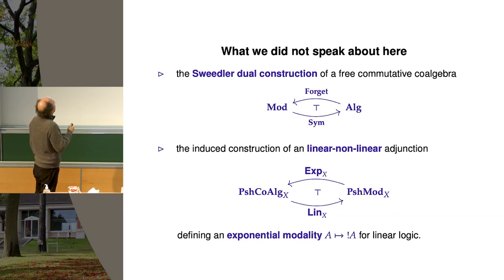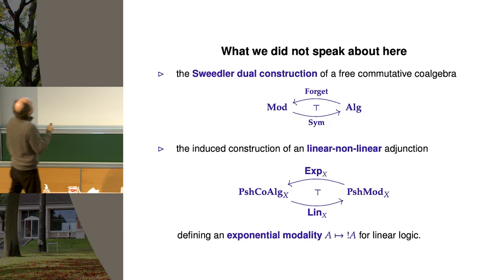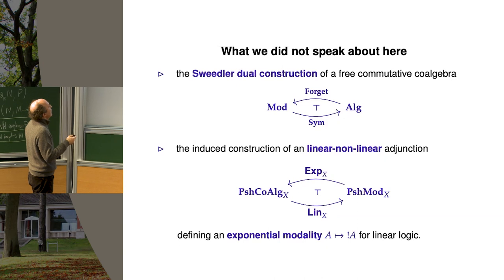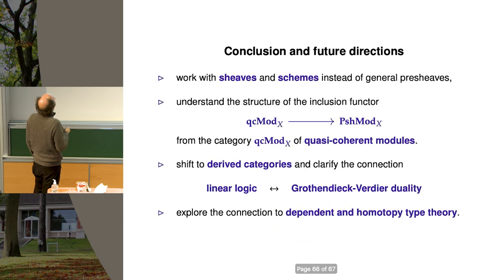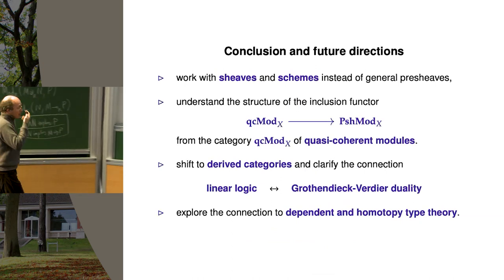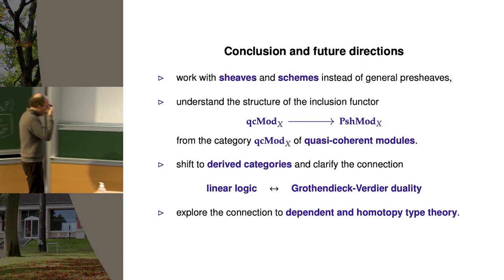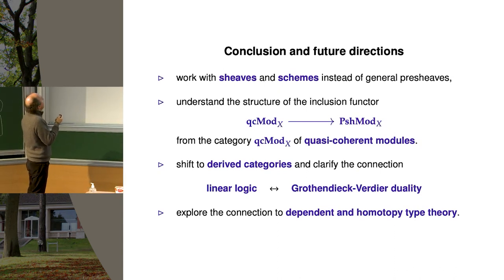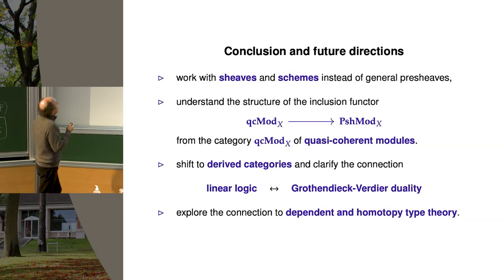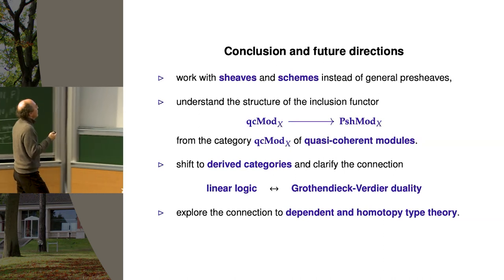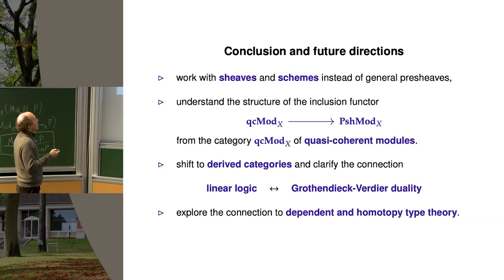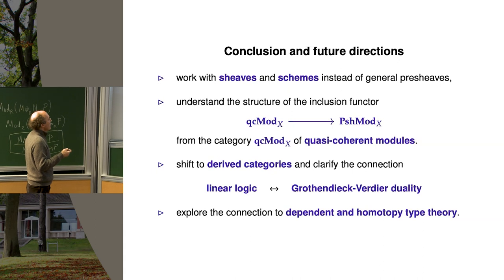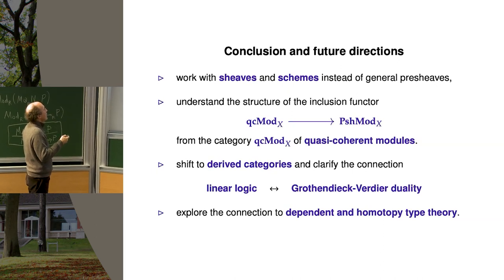But the idea is that we use the fact that every module can be turned into, so here I wrote algebra, sorry, I should have written co-algebra here. Anyway, so I'm finished. What is missing here, in a way, is that we would like to work with sheaves and schemes instead of general presheaves, and maybe more importantly, understand the structure of this inclusion functor from quasi-coherent modules to this category I've described, and how the good structure here can be propagated here.